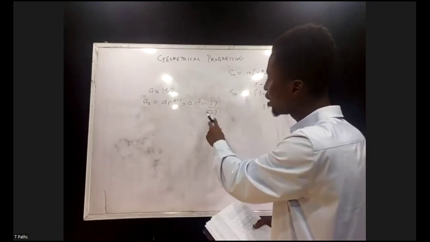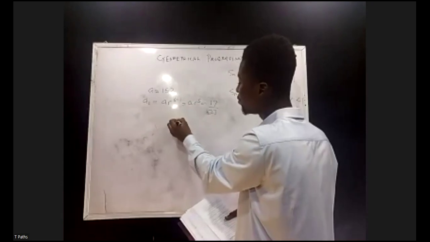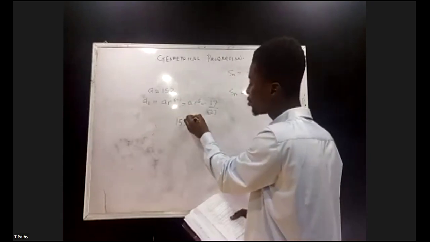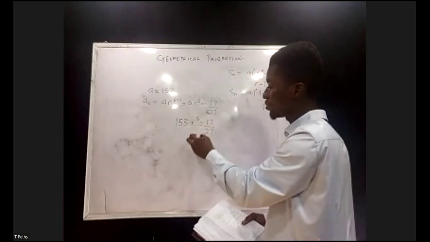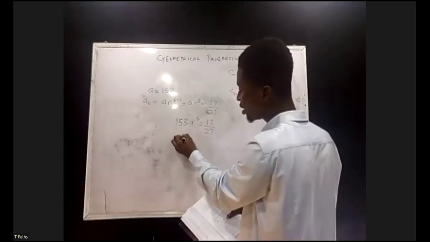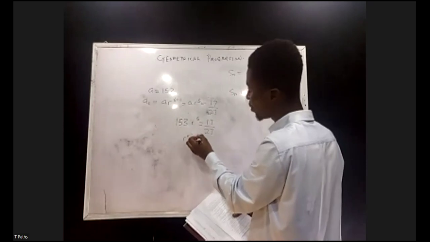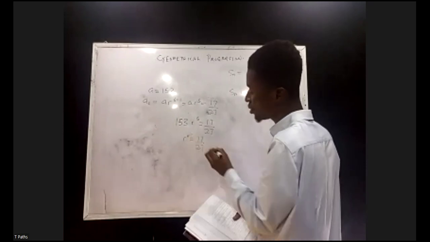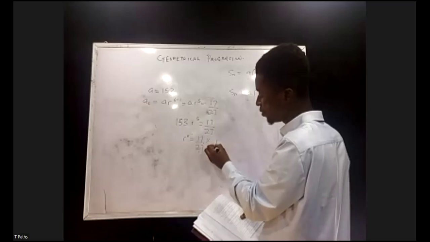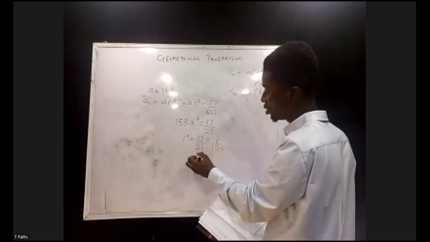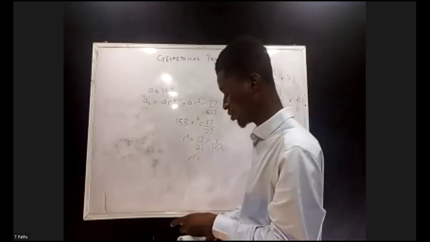But now, how can we get our R? We know A to be 153. AR raised to power 5 is equal to 17 over 27. Divide both sides by 153. We are left with R raised to power 5 equals 17 over 27 times 1 over 153. So R raised to power 5, that will give us.